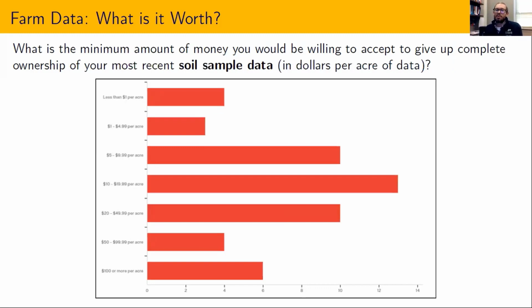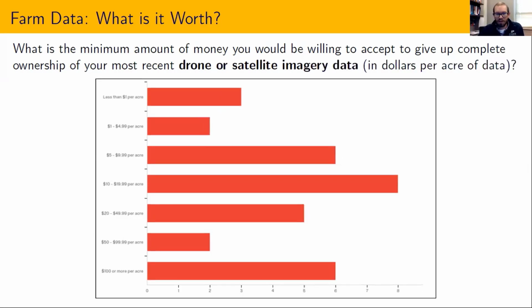We asked the same question about soil sample data. Here, the dollars per acre estimate was a little more concentrated in that $10 range, which makes sense given the cost of doing soil sampling is about $10 an acre. So there's a little bit more clarity around what soil data is worth. And then we asked, finally, what would we have to pay you to sell us your drone or satellite imagery data? That was a little more variable than the soil sample side. But again, just not much of a clear answer from these survey participants.